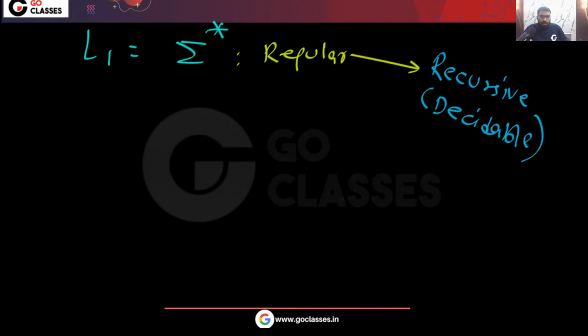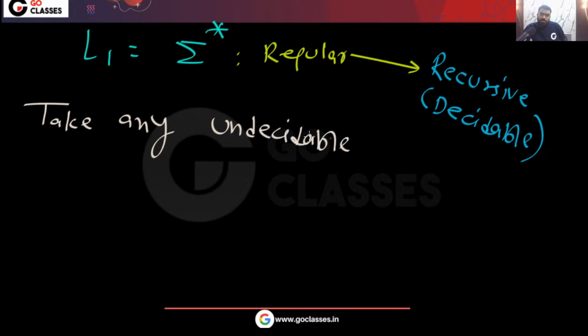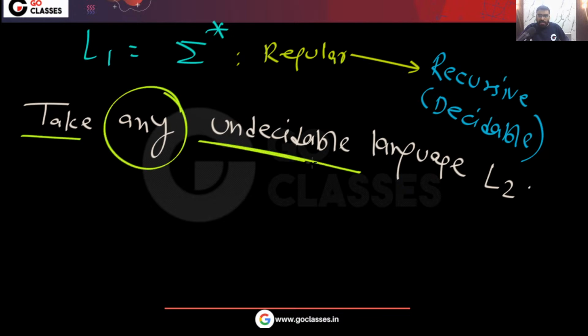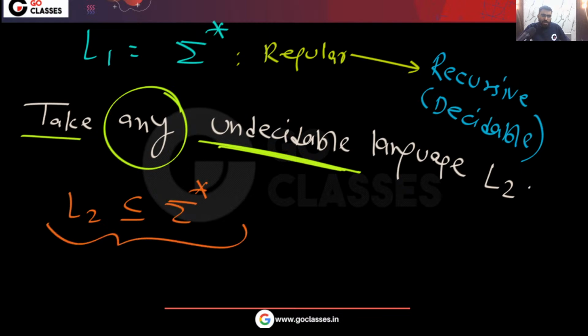Now you can take a subset which is not RE. Take any non-RE language. Take any undecidable language. That is your choice. Okay, let's call it L2. Can I say L2 will be a subset of L1? Please tell me. Take any undecidable language L2. Definitely L2 is also a subset of sigma star. Yes or no?